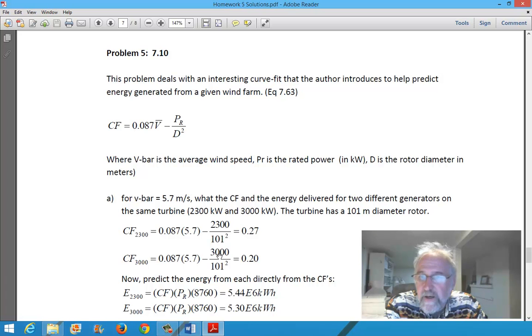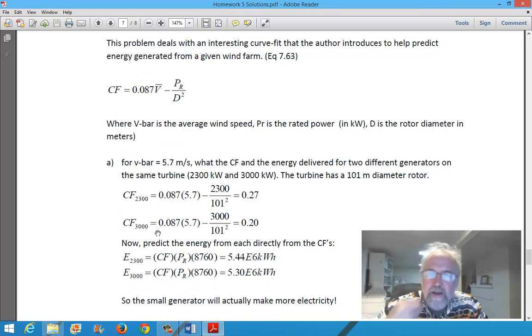It helps you predict the capacity factor of a turbine in a given wind regime. This is, of course, assuming Rayleigh winds. The V bar is average wind speed. PR is the rated power in kilowatts. And again, I mentioned this in class several times, mentioned again, these empiricisms, these curve fits, units are important. You got to make sure you get the units right, because you've got this coefficient that was fit to the data in specific units. So power is in kilowatts, diameter of the rotors in meters.